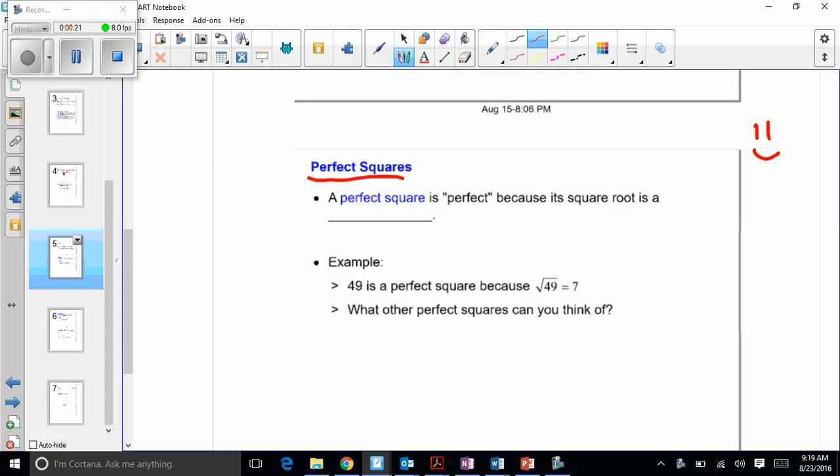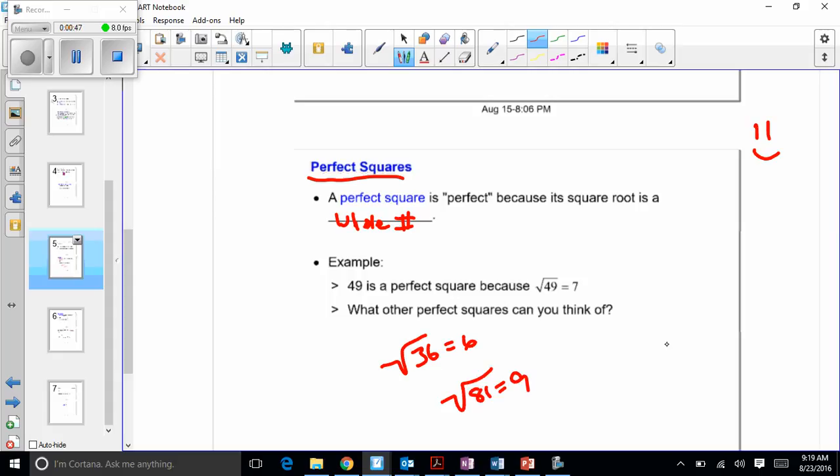Perfect squares, we can fill in the blank here and say a perfect square is perfect because the square root is a whole number. A whole number. There you go. 49 is a perfect square because the square root of 49 is 7. There's a whole bunch of examples. The square root of 36 is 6. The square root of 81 is 9. I think you guys understand that.